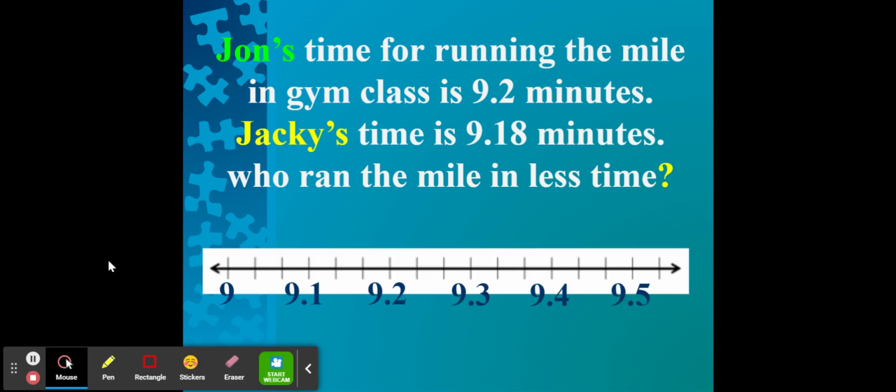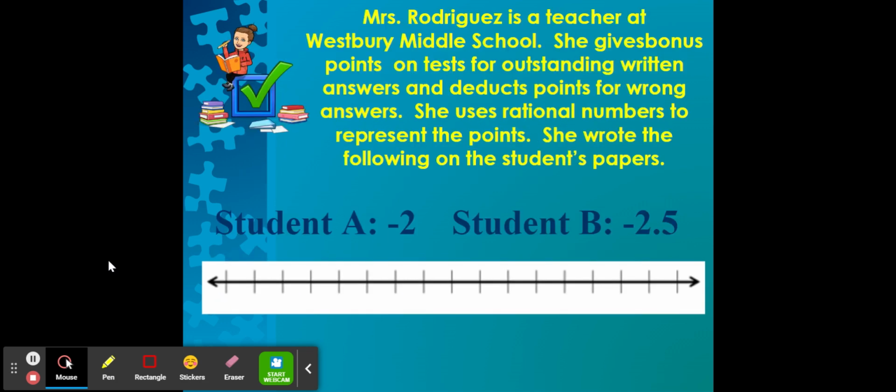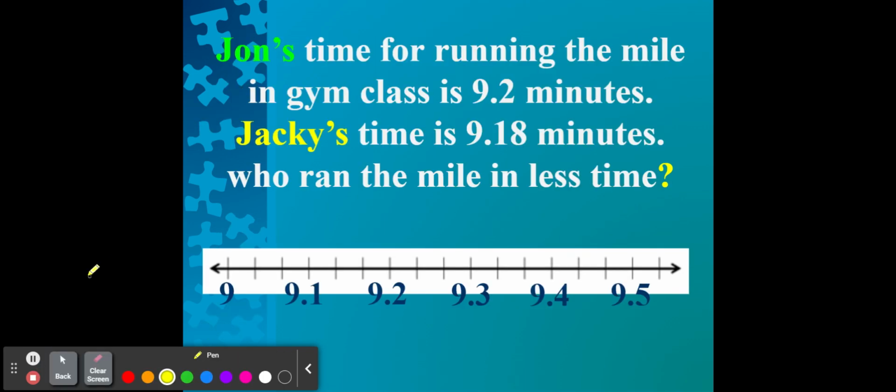So here's my number line. I'd like you to take a minute to make this number line, which means you're going to have to pause. Then we're going to go ahead and plot both of these. So John is running the mile and it takes him 9.2 minutes. So John is here at 9.2 minutes. I'm just going to put a J above that.